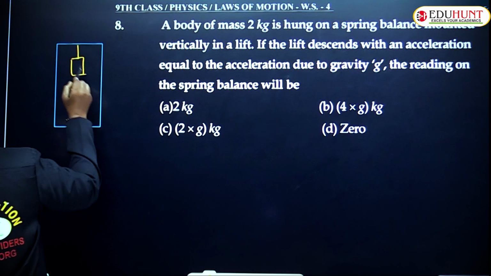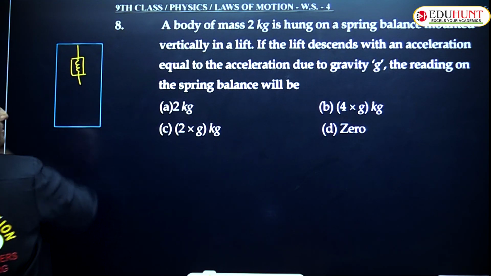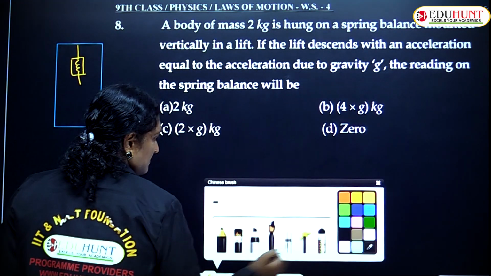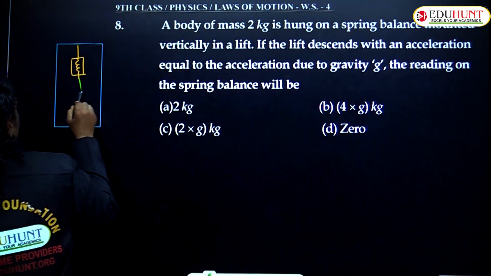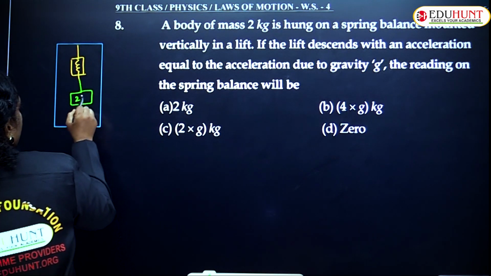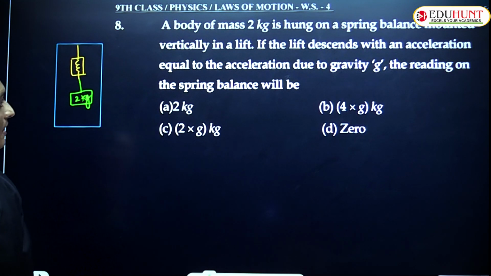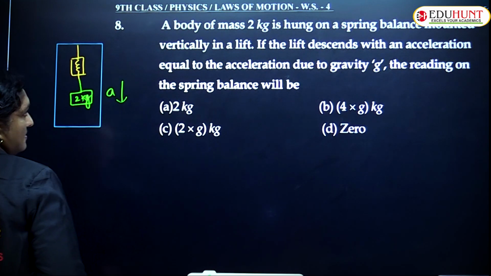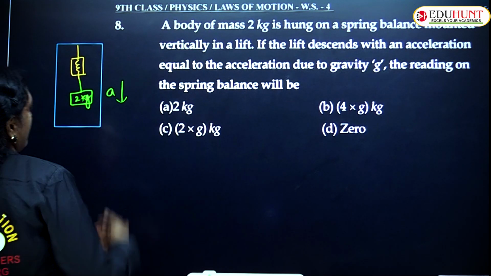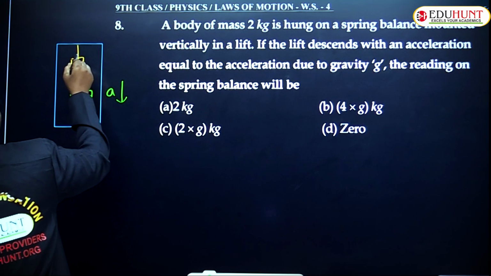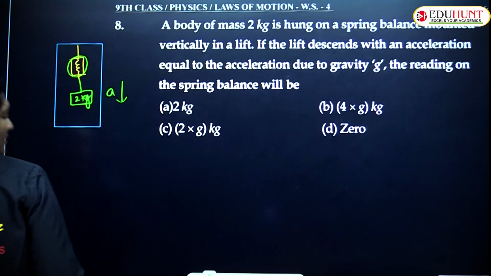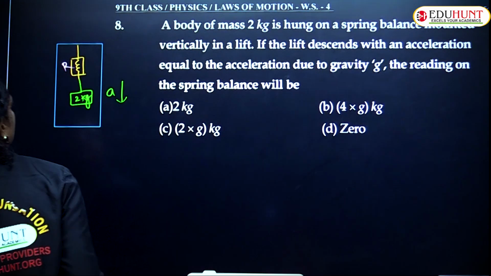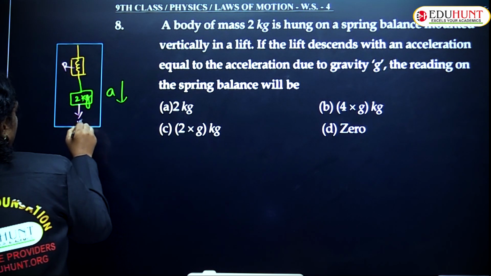I'm drawing the spring balance here. A body of mass 2 kg is hanging. And it was also given that the lift is moving downwards. Clear? So you're asked to find the reading on the spring balance. This reading, whatever it is showing, you have to find out. Let me represent that reading on the spring balance as R. So no doubt its weight is acting downwards.